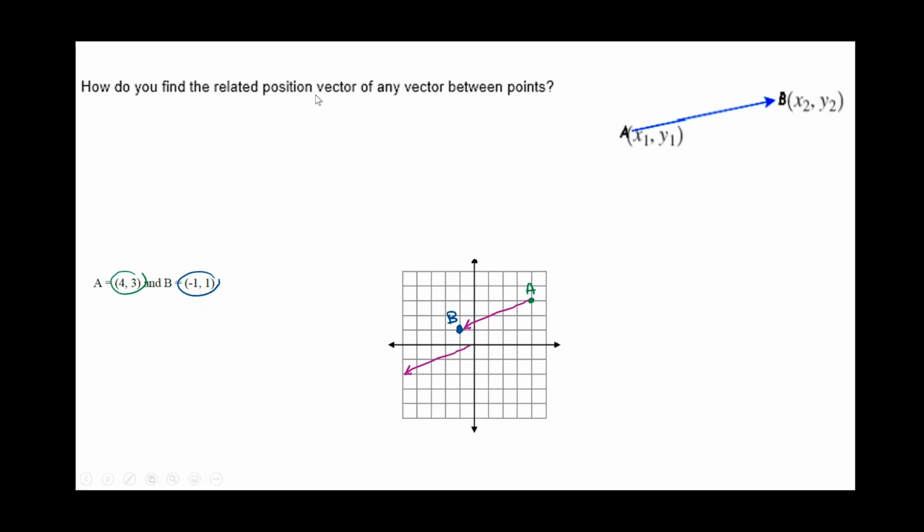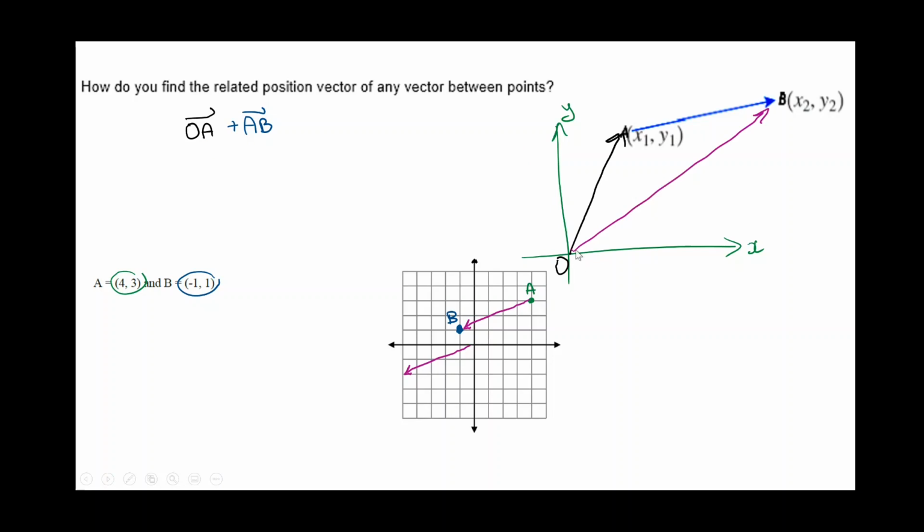How do you find the related position vector of any vector between points? Because we want to move this vector to where an origin is, let's suppose the origin is placed somewhere over here. So let's consider the vector OA. This vector OA added with AB, because it's going to create a triangle here, we can find this addition of OA plus AB to be the vector OB, because we start at O, we end at B. So that's our resultant. So we can say this is equal to OB.